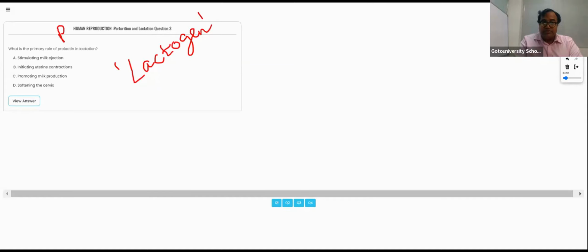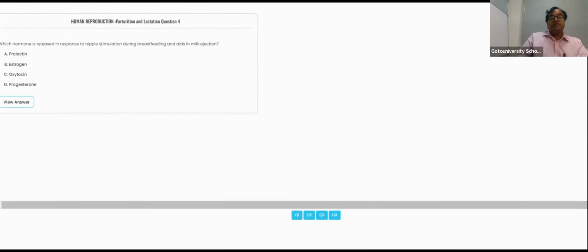Now, the most important question in lactation: which hormone is released in response to nipple stimulation and aids in milk ejection? Oxytocin is the correct answer. Progesterone is called the pregnancy hormone. Oxytocin promotes contraction. Estrogen makes the breast tissue develop. Prolactin makes the milk production happen, right?